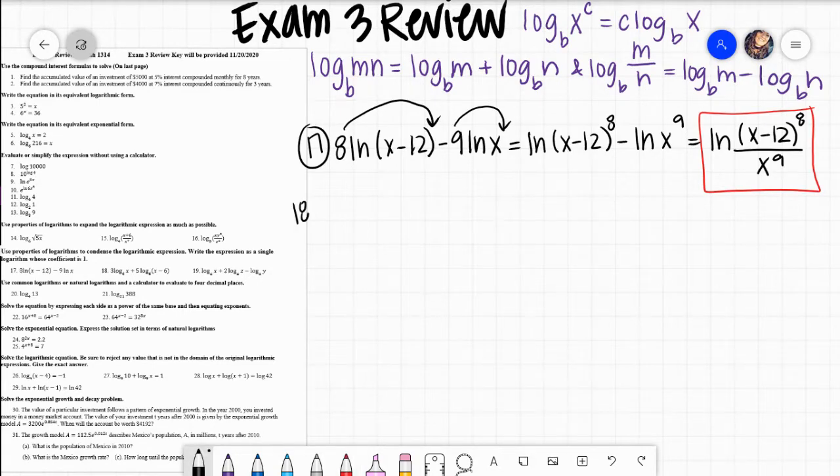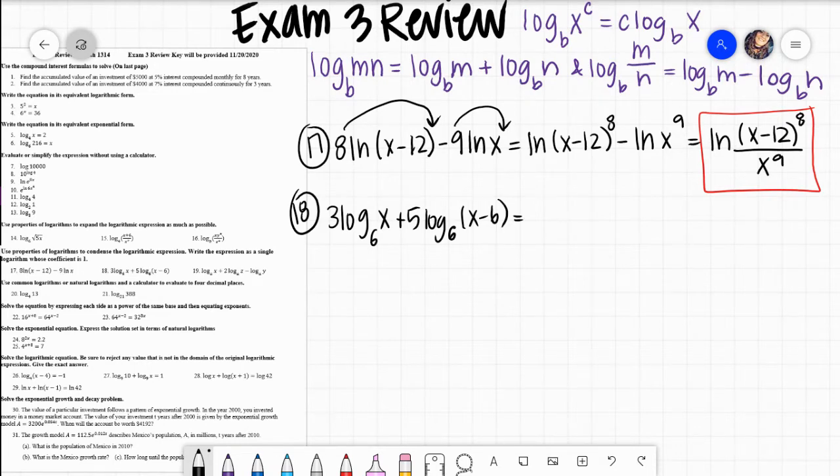Okay, let's look at problem 18. Problem 18 says 3 log base 6 of x plus 5 log base 6 of x minus 6. I hope y'all also realize that whenever I apply these rules, all of the bases are the same. Even in the formulas, they all have base b, which means they have to be the same base. That's the only way you can apply the rules.